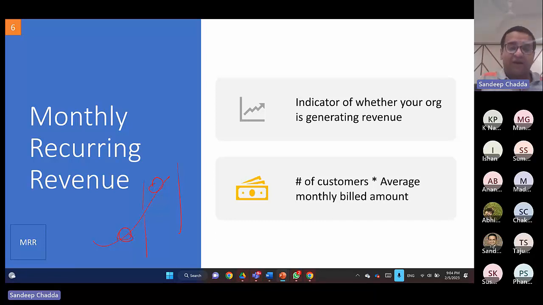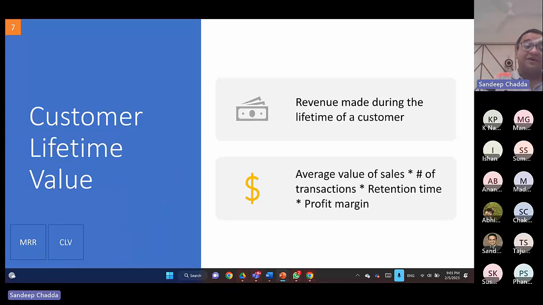Do you remember the BB Daily example I took? BB Daily is spending 240 rupees today to onboard a new customer. Are you spending at least 240 rupees or more to BB Daily? Otherwise, you are a sunk cost as a customer, right? Similarly, there are some of these metrics: monthly recurring revenue, which is on the growth state of a startup; customer lifetime value.